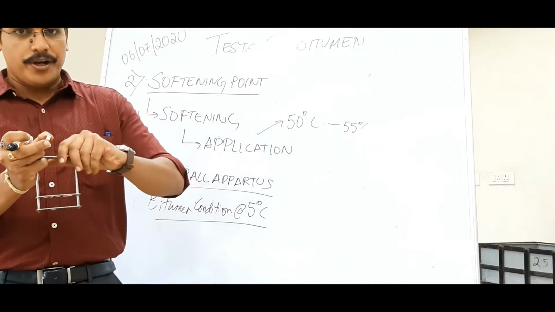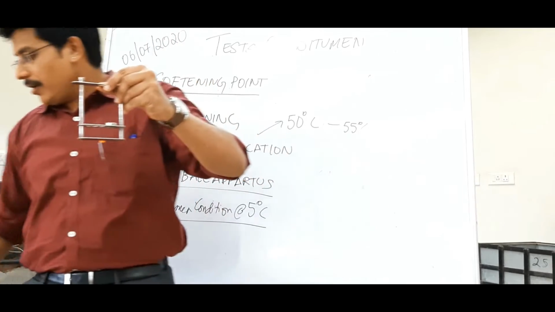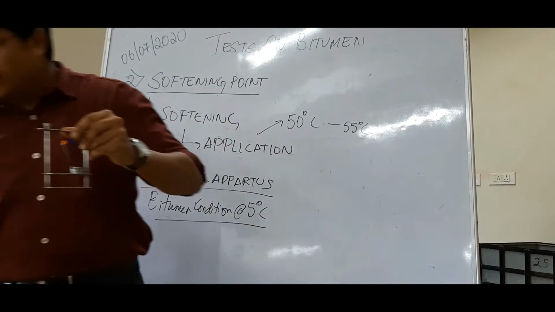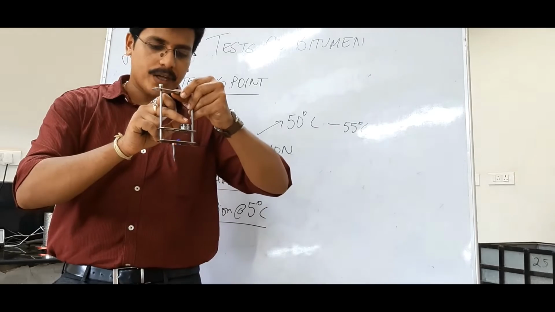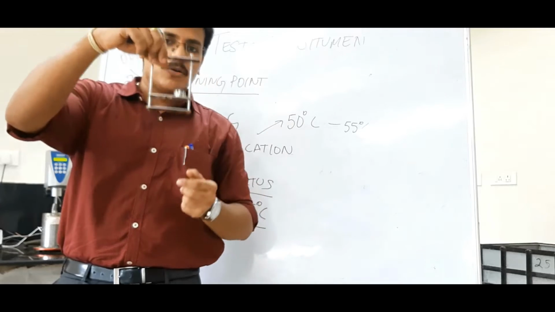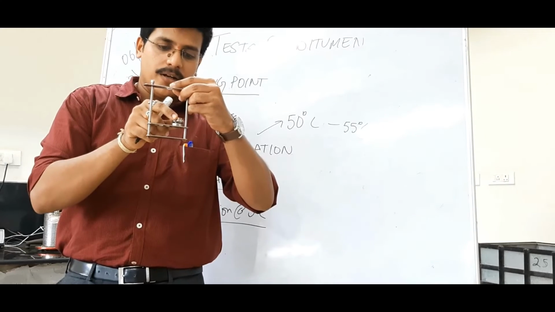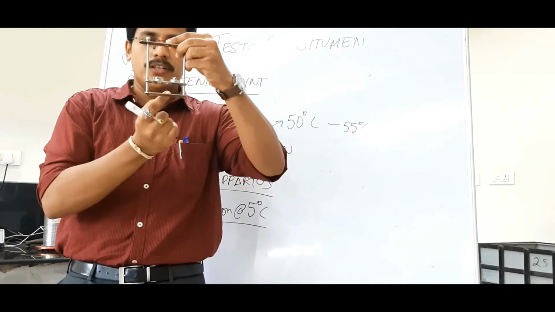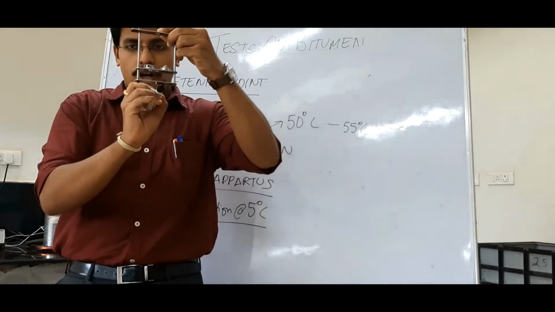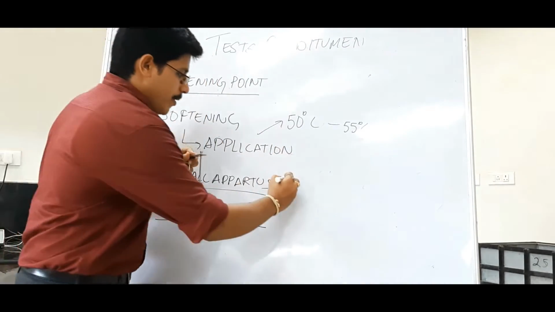Then during testing, you will place this bitumen on this particular stand, and on this ring you will place a ball. This is a ball of a particular weight. Similarly, keep one more ring and ball assembly here. Now we'll keep this whole system in a beaker and allow it to heat. When you apply heat, slowly the ball will apply load on this bitumen, and the bitumen will start falling down until it touches this lower plate. Now this gap is 25 mm.